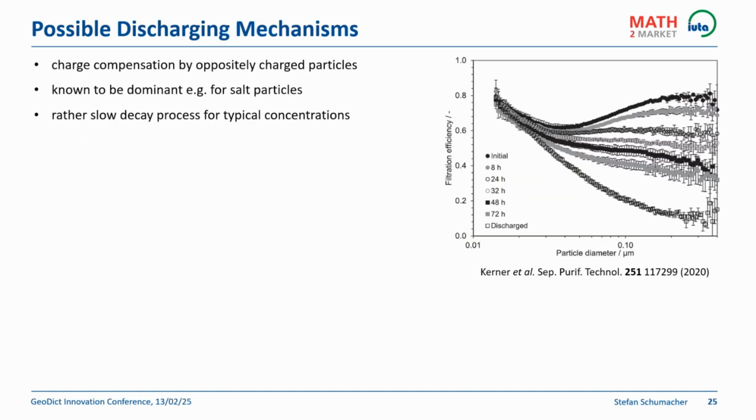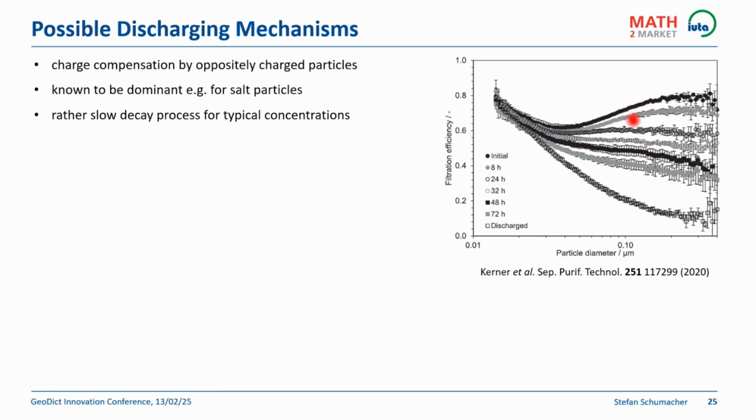There are basically 3 ways you can think about this degradation process. The first is you have your charged fibers and you deposit oppositely charged particles on them, and then you get a compensation of charge, and in the end you will end up with a neutral state. And this is, for example, if you load with salt particles, the dominant mechanism. So we have investigated this in previous projects.